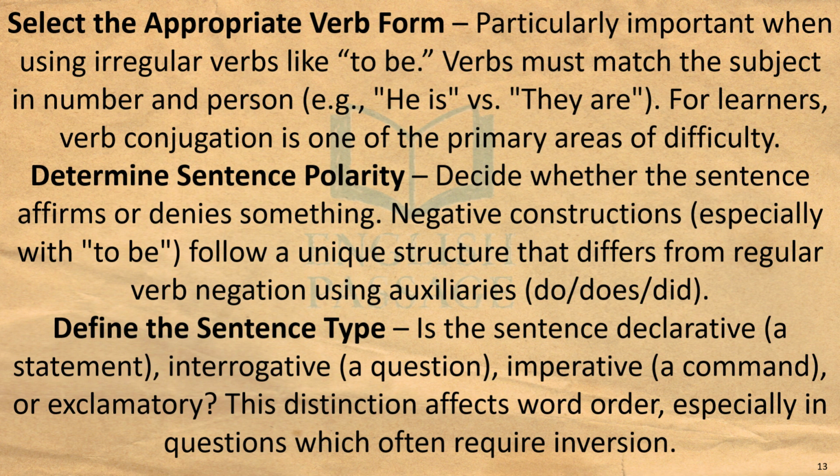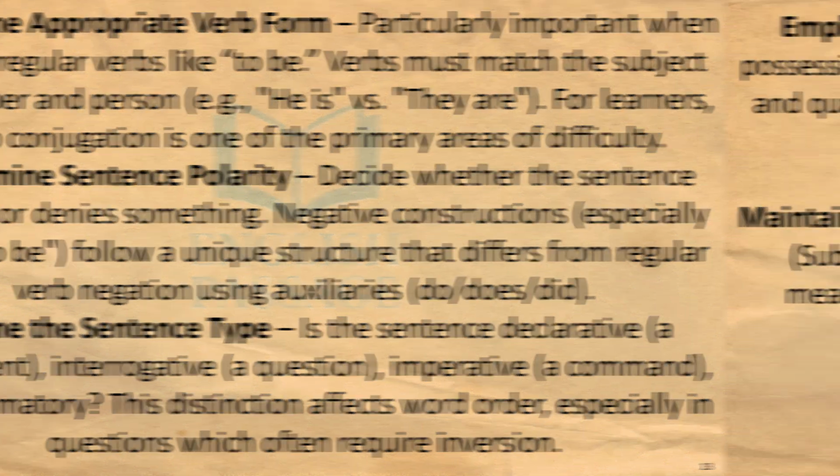Determine sentence polarity. Decide whether the sentence affirms or denies something. Negative constructions, especially with to be, follow a unique structure that differs from regular verb negation using auxiliaries do, does, did. Define the sentence type. Is the sentence declarative, a statement; interrogative, a question; imperative, a command; or exclamatory? This distinction affects word order, especially in questions, which often require inversion.